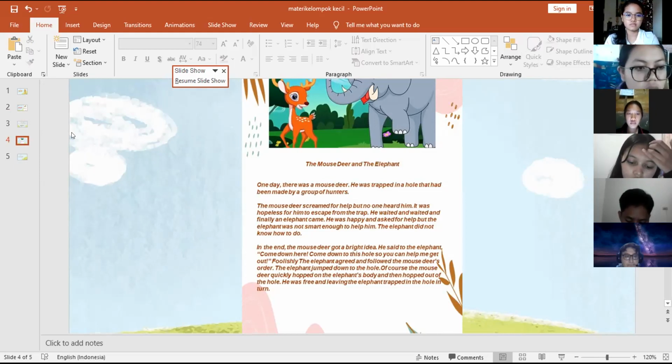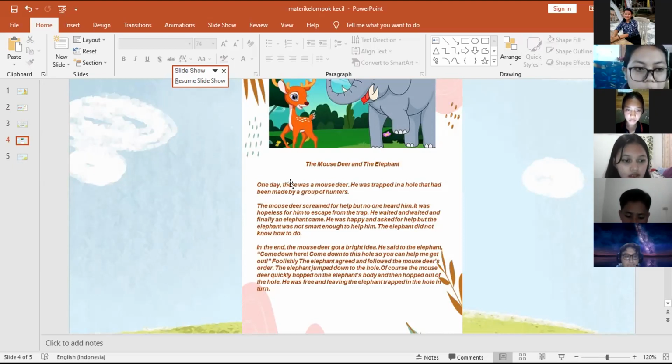Okay, so far, are you finished with the analysis of the language features in the story? Yes, miss, we have done. Okay. Now we discuss the language features of the narrative text. The first is using past tense. Can you mention which words use past tense? I found the past tense: was, trapped, screamed, waited, agreed, and followed.